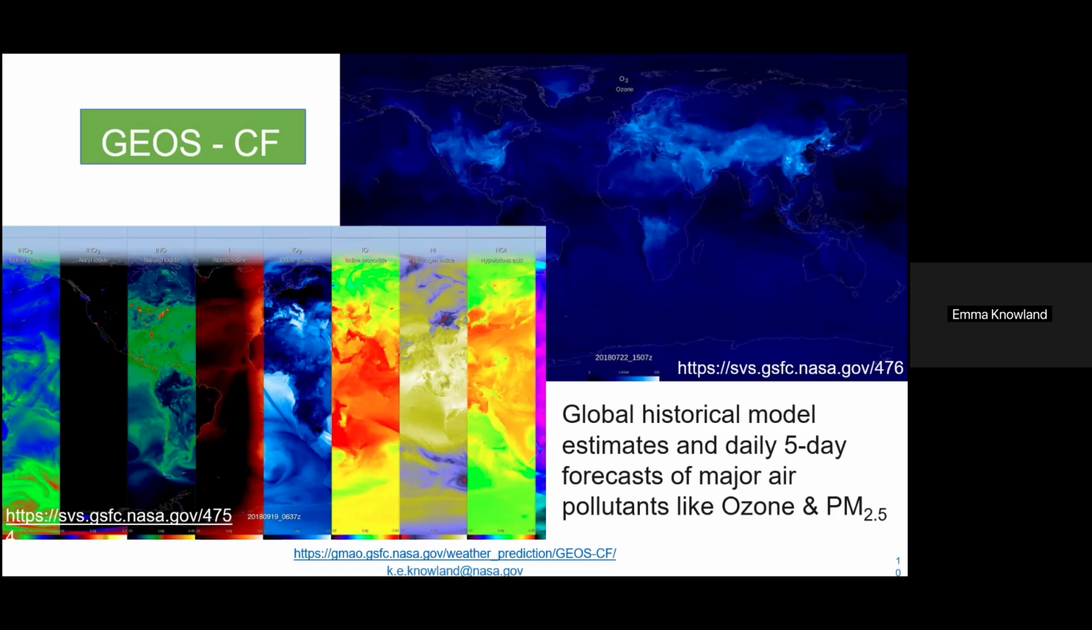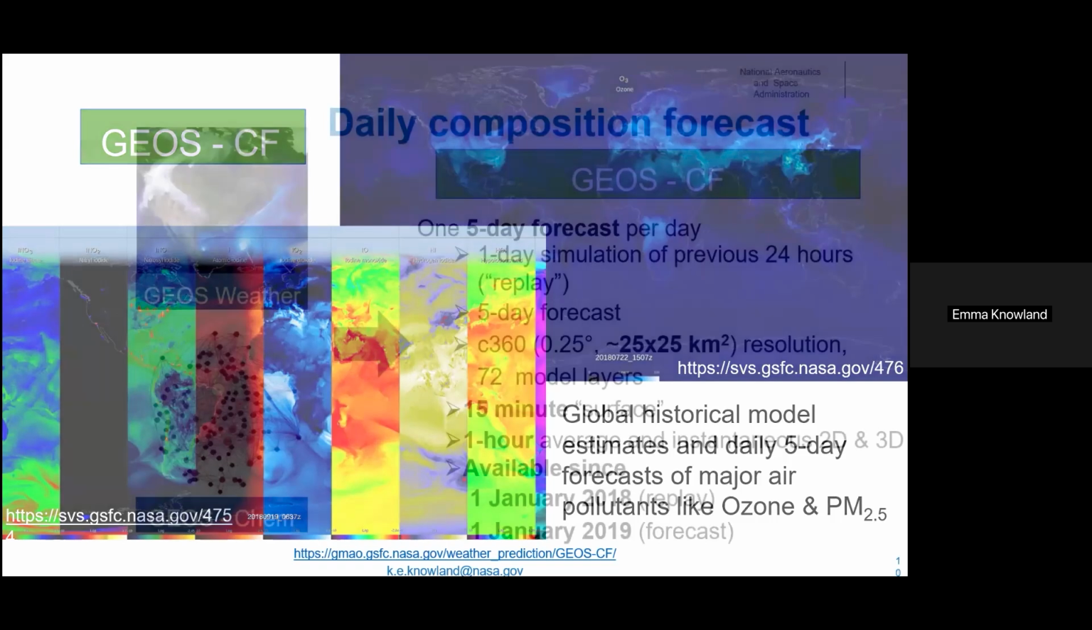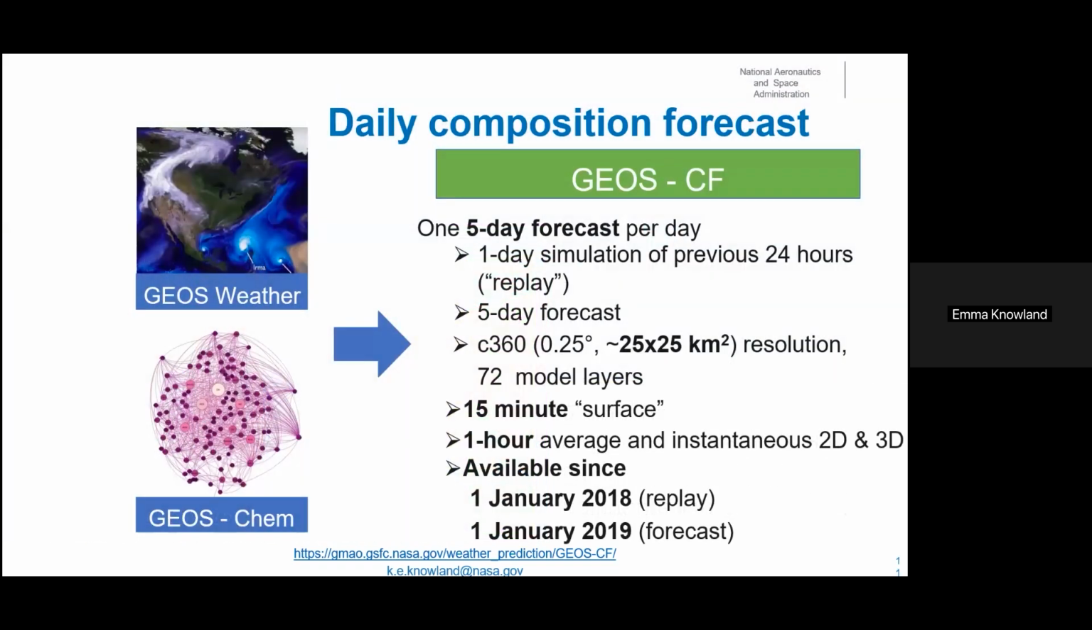So each afternoon, we start running the GEOS-CF model. We run the previous 24 hours with GEOS coupled to GEOS-Chem in order to have the best initial conditions for our 5-day forecast. We run the model at one of the highest spatial resolutions of a global composition forecast system, at about 25-kilometer resolution, and this is from the surface all the way up into the lower mesosphere.